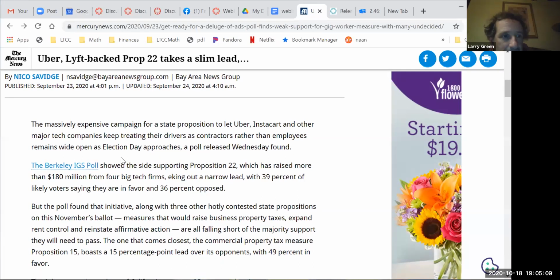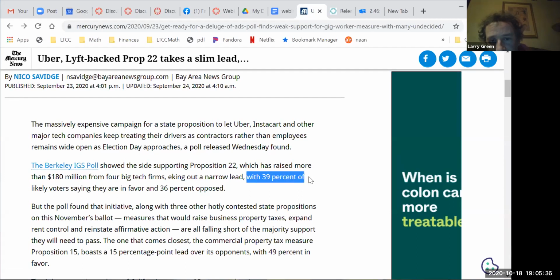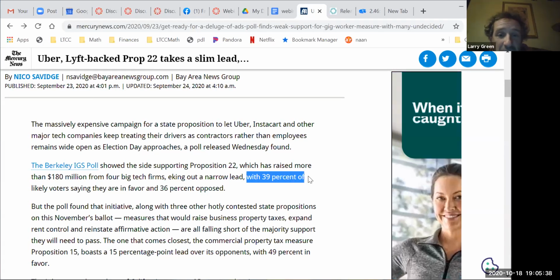All right. So the Berkeley IGS poll showed the side supporting Proposition 22, which has raised more than $180 million from 4 big tech firms, eking out a narrow lead with 39% of the likely voters saying that they're in favor and 36% opposed. All right, I'm not going to read the whole article because we don't have all day, but I'm going to just focus on the 39% in favor.